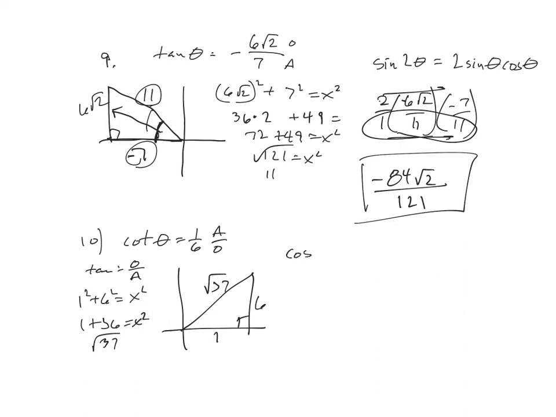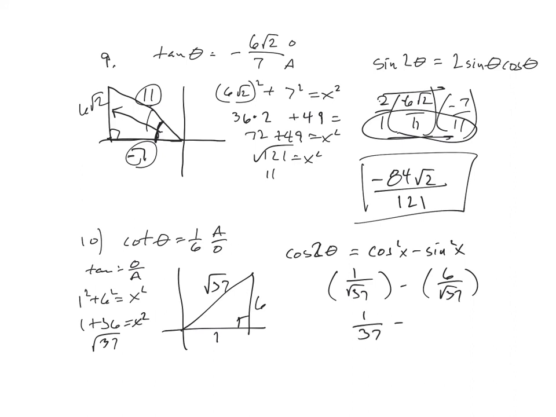Now for the cosine of 2 theta, you have 3 choices. Pick one. It doesn't matter. I'm going to use the cosine squared minus sine squared. So the cosine, these are both positive, so we don't have to worry about plus or minus signs. The cosine is adjacent over hypotenuse, and the sine is opposite over hypotenuse. When you square the radical, it just gets rid of the square root sign. 1 squared is 1. And then 6 squared is 36, and this is a 37.